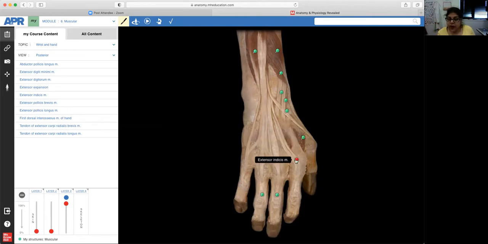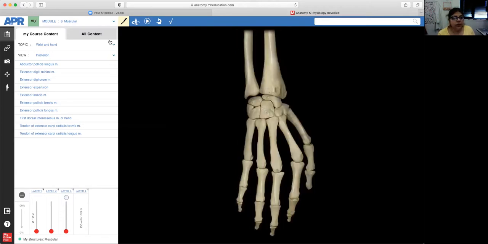Okay. Extensor indicis, once again, it is for the index finger. And it helps the extension, in a relaxed way, right? Flexing will be like keeping it very rigid, but then extensor is going to be extension of the finger, extensor digitorum, extensor expansion. Okay, and when we do that, you get the skeleton.